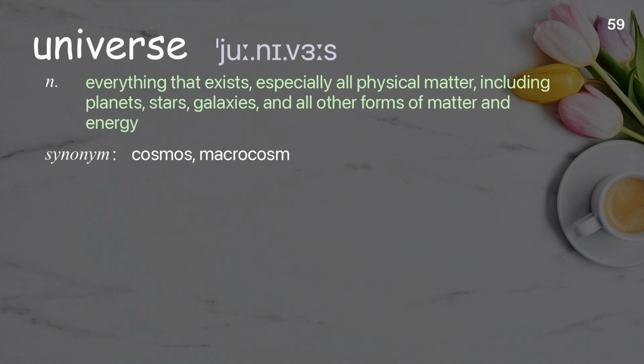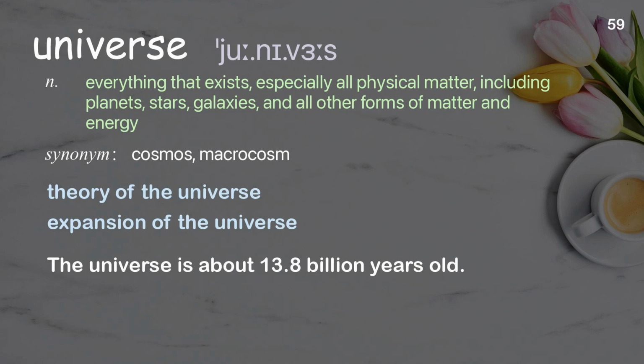Universe: everything that exists, especially all physical matter, including planets, stars, galaxies, and all other forms of matter and energy. Examples: theory of the universe. Expansion of the universe. The universe is about 13.8 billion years old.